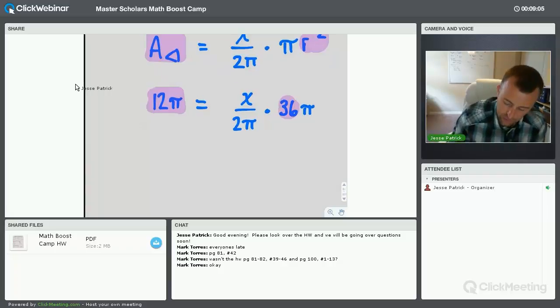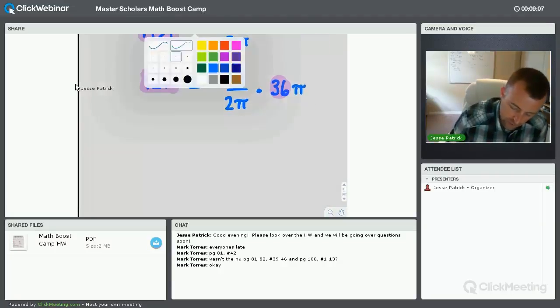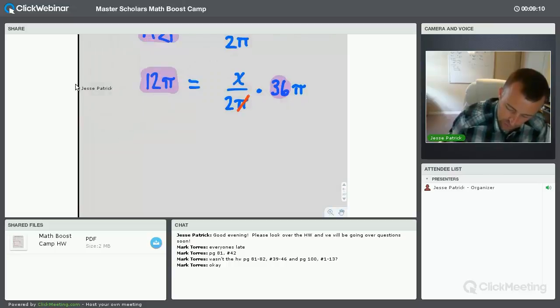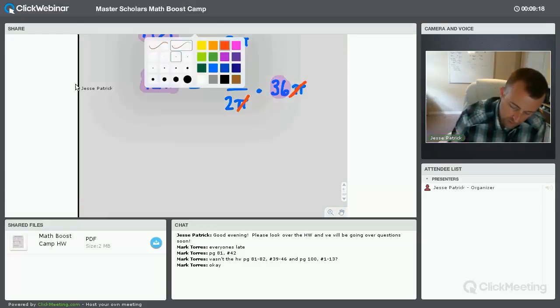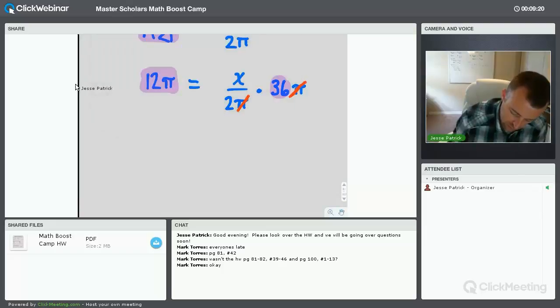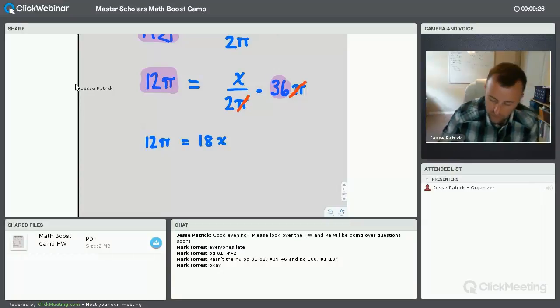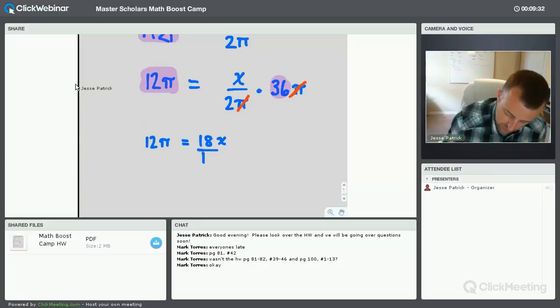And at this point, you're just going to do some math. You're going to solve this out. So one thing you can do, maybe simplify stuff. The pi's are going to cancel. I also can go 36 divided by 2, which is 18. So that'll make this a little nicer looking. I'll have 12 pi equals 18x. That's just 36 divided by 2. I'm just simplifying those two values. And then I'm just going to divide by 18.